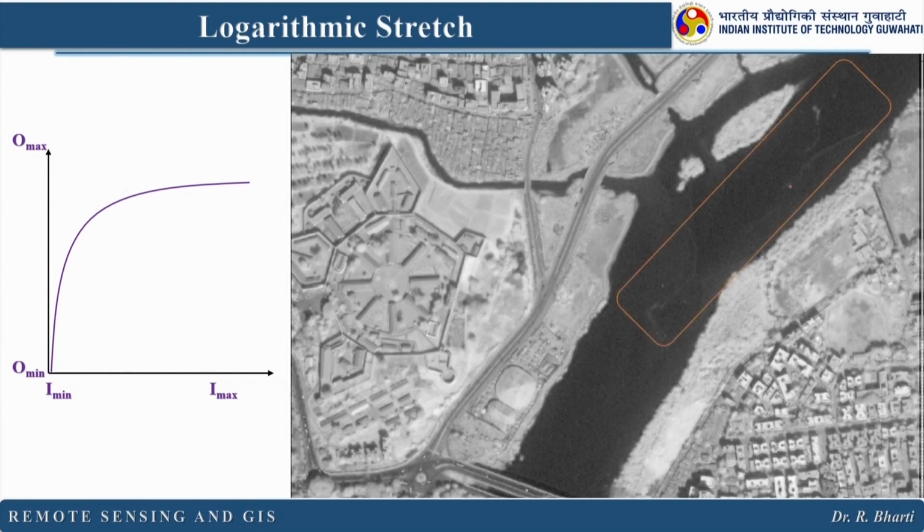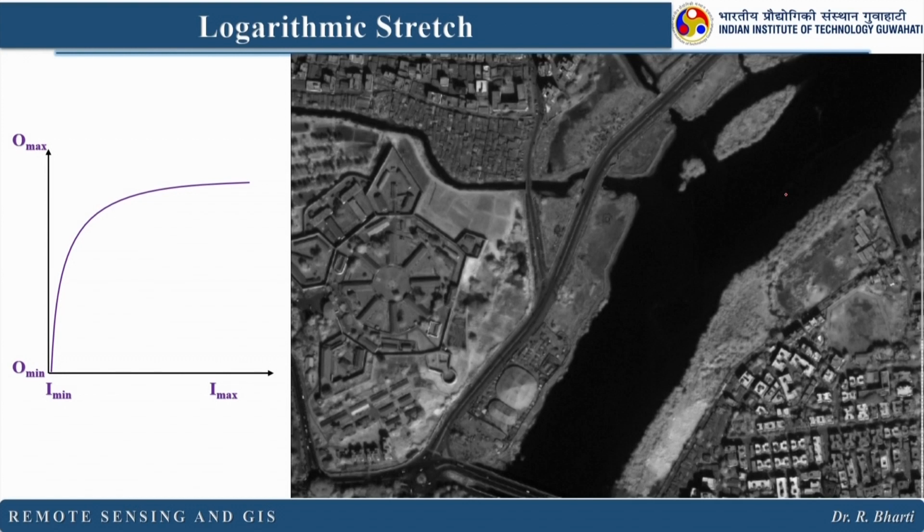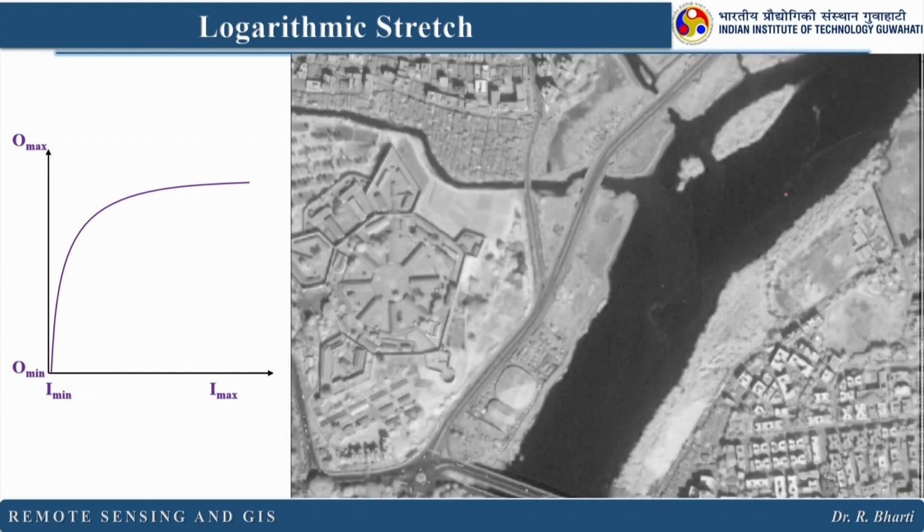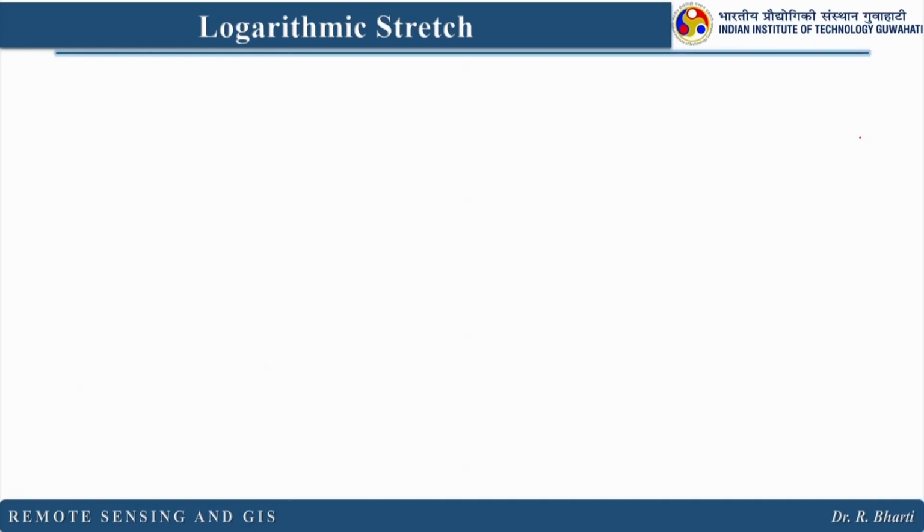Previously this particular pattern, which is highlighted in this box, was not seen. You can see it again. So this is the example, right? Here you can see that in the darker portion the information is getting enhanced, or you are getting more information in the darker portion of the image. In case you are interested in such areas, then definitely you have to go for logarithmic stretch.